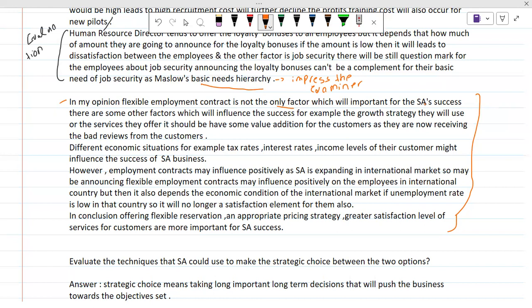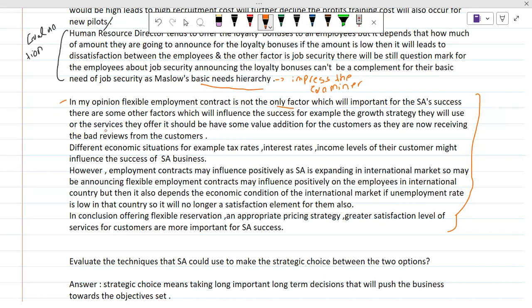In my point of view, there are other factors which will influence the success of the business. For example, growth strategy. If they announce the flexible employment contract, but they don't have any growth strategy, how will they be successful? So we can write this also in our opinion.